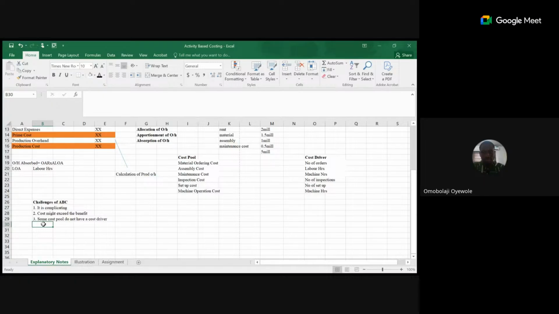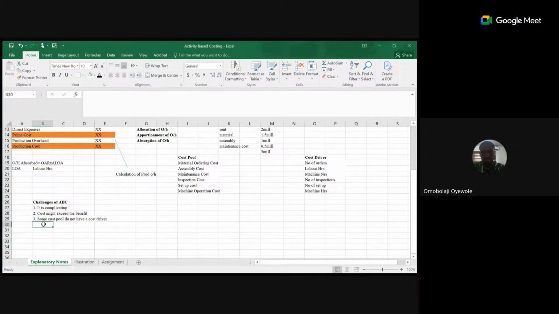Unlike the traditional costing technique, where you don't need a cost pool, you don't need a cost driver. All you just need is the total overhead cost that you have incurred, irrespective of how it has been classified. Take the total, then you absorb them into your production overhead. So that one is very easy, and it makes your overhead cost to be what? Low.